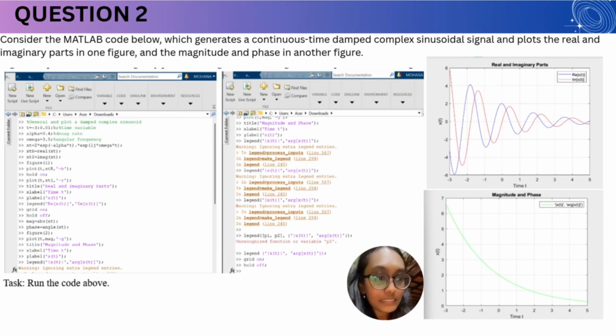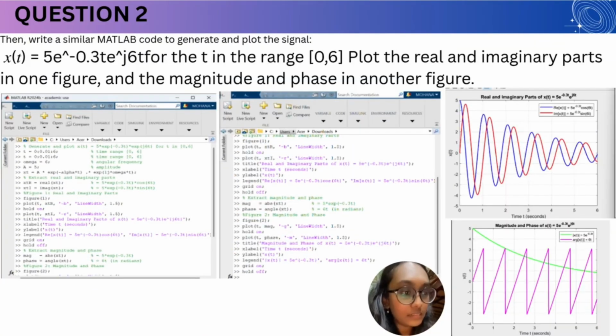For question 2, we first ran the given example code, which generates a damped complex sinusoid and plots its real, imaginary, magnitude and phase. Then, we generate our signal x(t) equals 5 exponent to the power of negative 0.3t times exponent to the power of j60 for t in range 0 to 6.